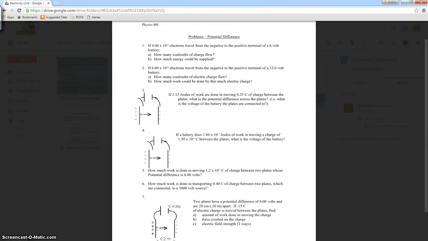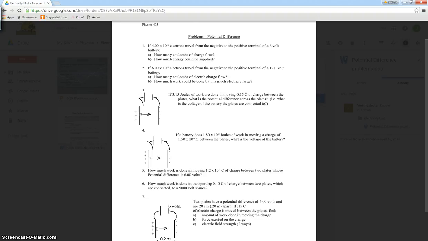Alright, I am going to solve this first problem. Actually, it's problem number 2 right here, from the potential difference worksheet that we've been working on. This problem says if 6.0 times 10 to the 14th electrons travel from the negative to the positive terminal of a 12-volt battery, how many coulombs of electric charge flow? So that's what we're going to solve first.